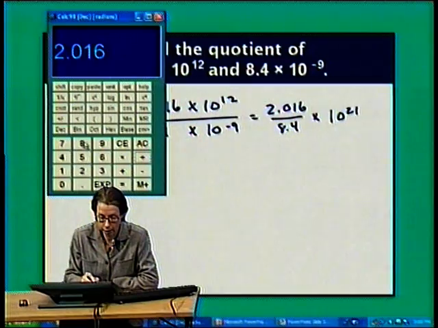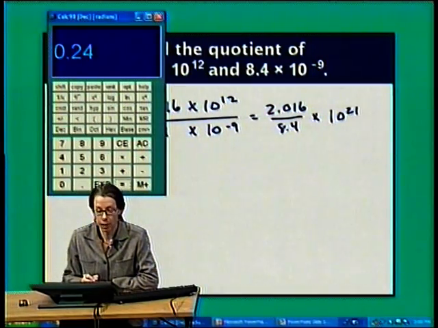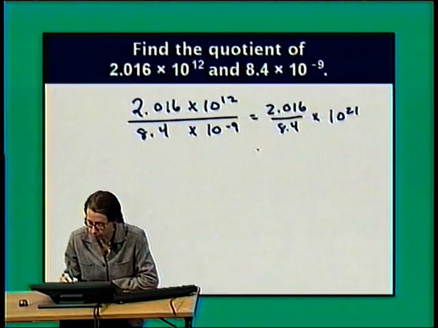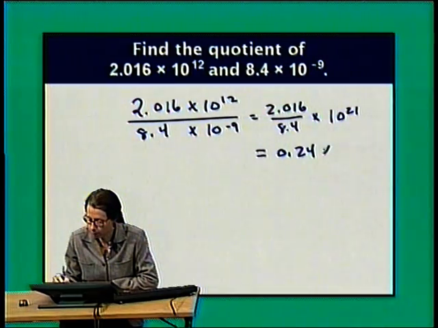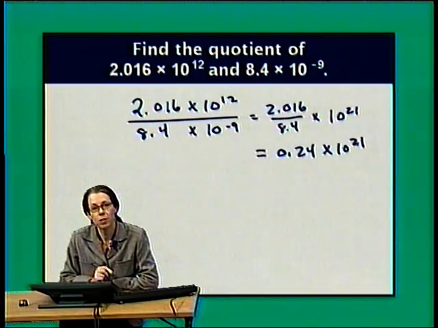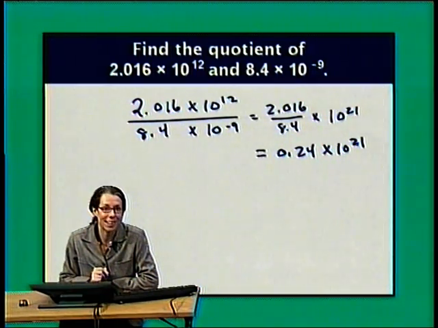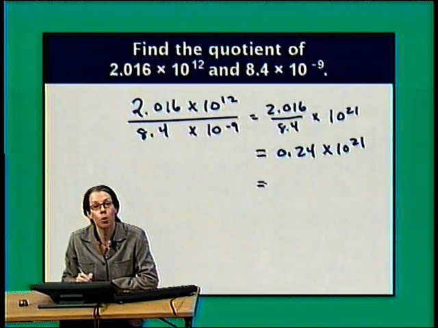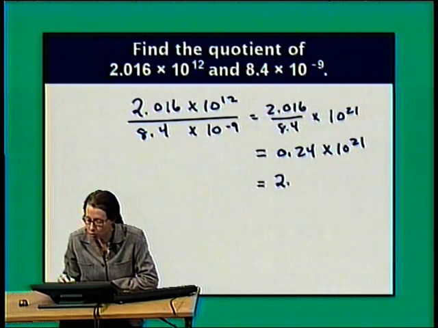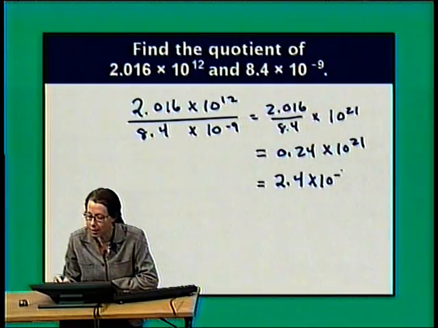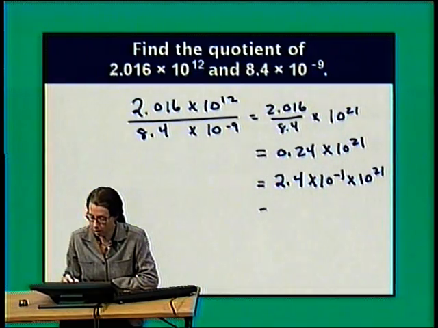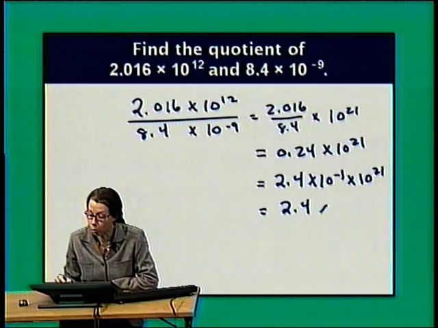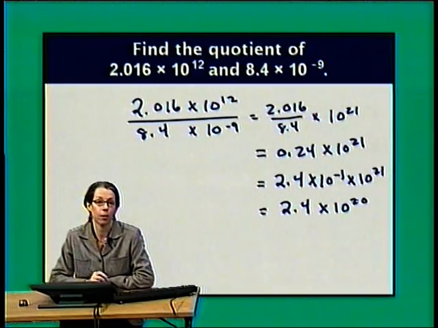2.016 divided by 8.4, that gives me 0.24. My result's not given in scientific notation, so I think I'll go one more step to rewrite it in scientific notation. So 0.24, that's the same as 2.4 times 10 to the negative 1. I still have a factor of 10 to the 21 in this problem. Adding the exponents on the two powers of 10, I end up with 2.4 times 10 to the 20th.